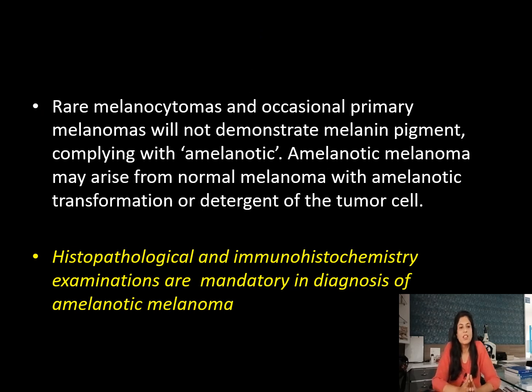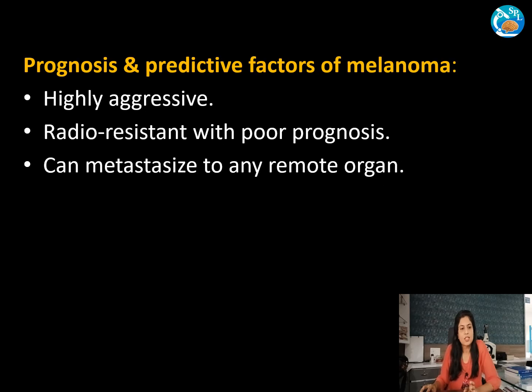Now, rarely these melanocytomas or primary melanomas do not demonstrate the melanin pigment, which makes the diagnosis difficult. So when we do immunohistochemistry, we call them amelanotic melanomas. When this pigment is not present, it is called depigmentation of the tumor cell. So what is important is that immunohistochemistry becomes mandatory in such cases.